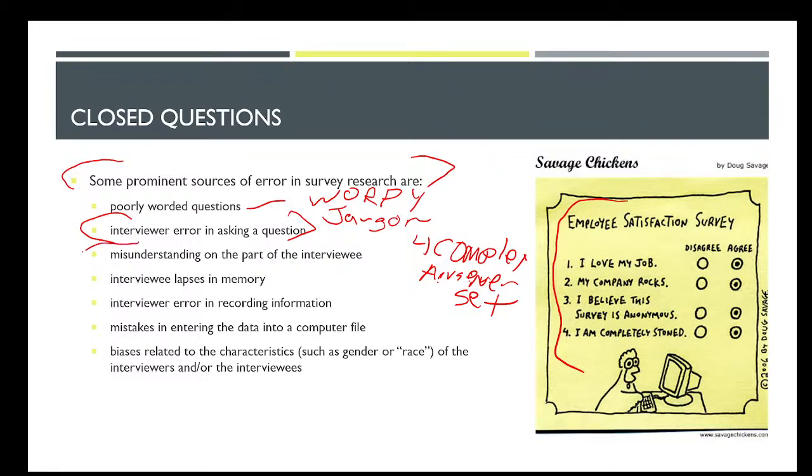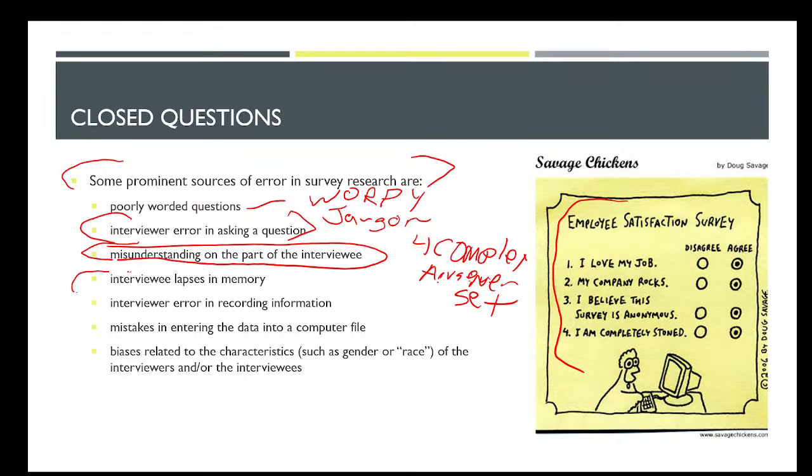This one, misunderstandings on the part of the interviewee or the respondent. People may not understand what the question is asking, especially if you get into even well-worded questions. People can misinterpret them. They can think you're asking something different than what you're actually hoping to ask. So this is probably one of your biggest problems. People just misunderstanding questions and therefore answering in a way that doesn't reflect what they actually think.